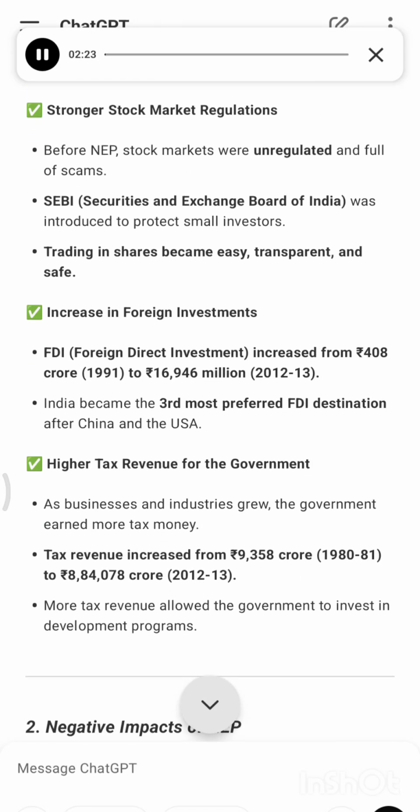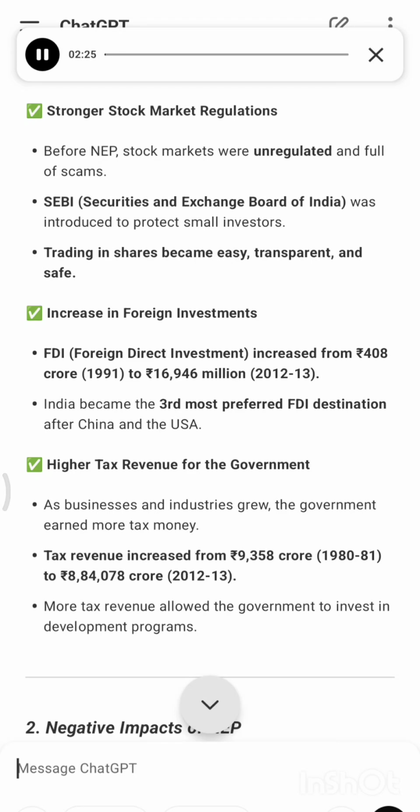Increase in foreign investments. FDI, foreign direct investment, increased from 408 crore in 1991 to 16,946 million in 2012-13. India became the third most preferred FDI destination after China and the USA.